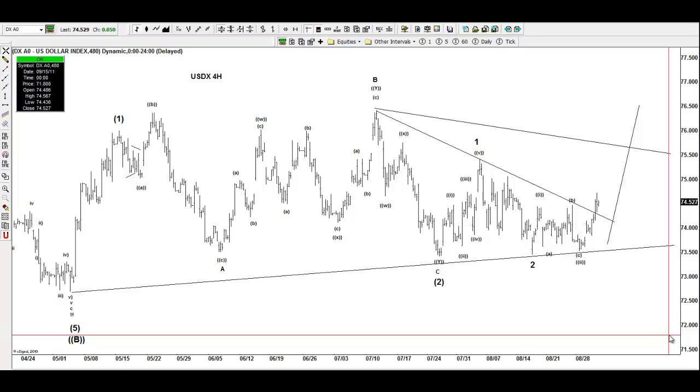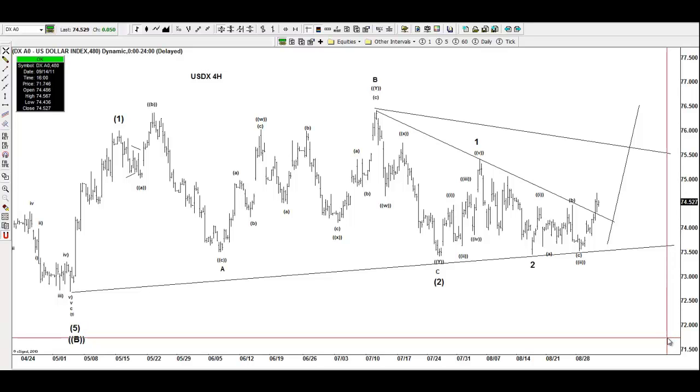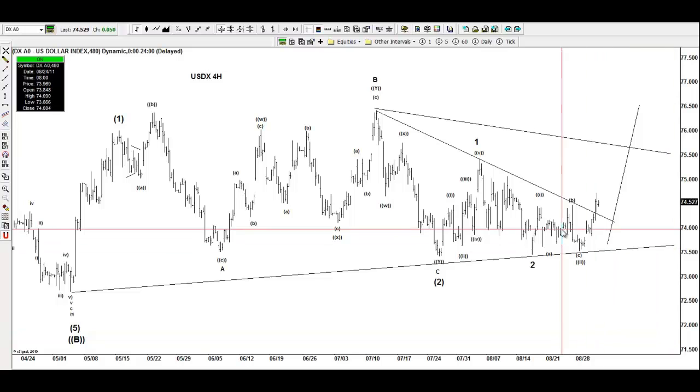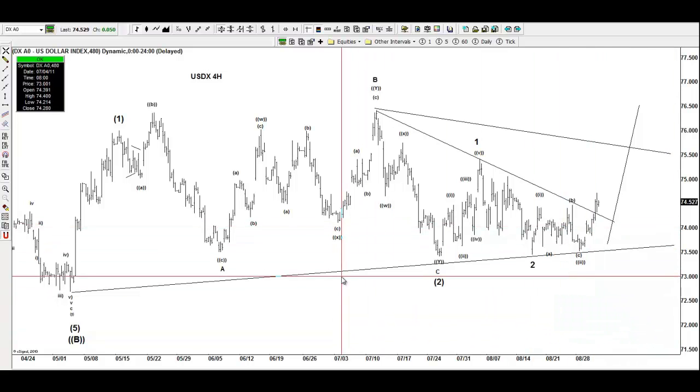Guys, very simple. What we're going to do now is try to make sense of the market. The market has been moving, the dollar defying a short-term trend favoring the dollar, and now all we need to do is see the possibilities in front of us before a big move. We're going to start with the US dollar index in the 4-hour chart.